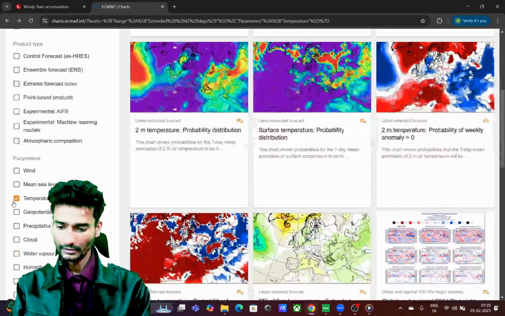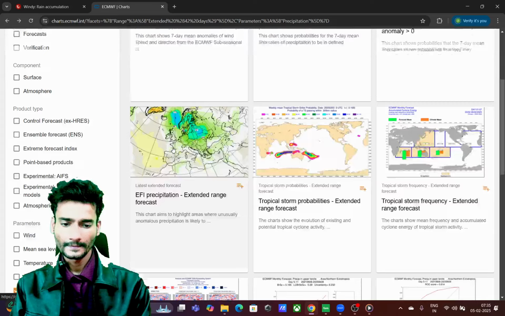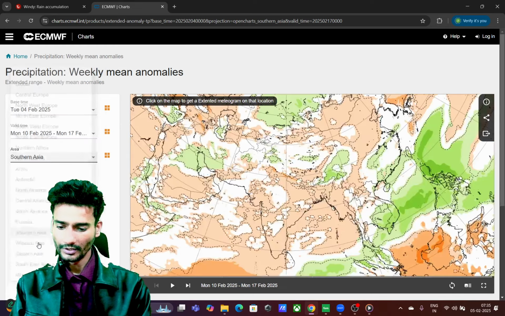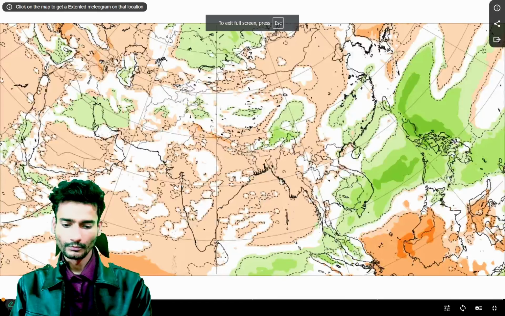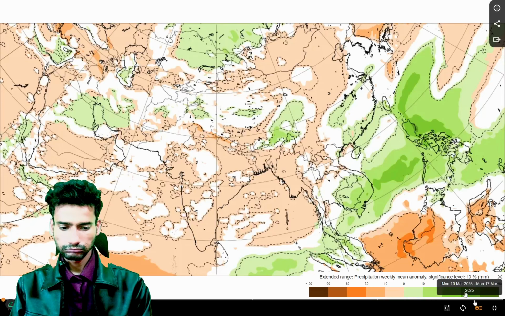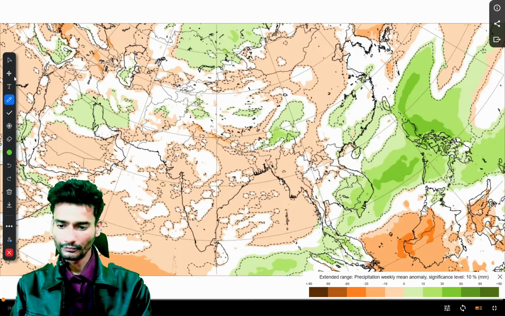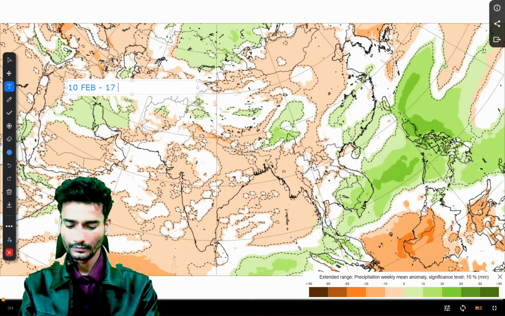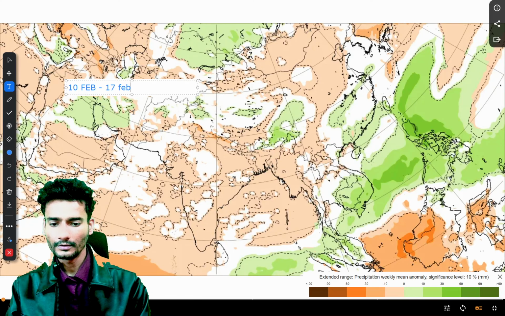Now, what about rainfall? So let's go to rainfall and select the precipitation products, and let's see the weekly precipitation anomalies for Southern Asia. Let's make it full screen. If we look at the precipitation, it is below normal over most part of India for the first week, from 10th February to 17th of February.